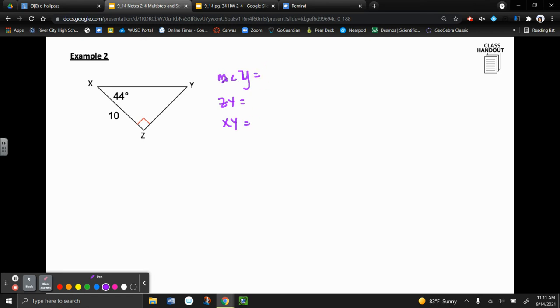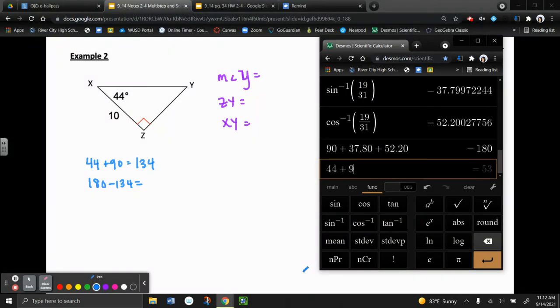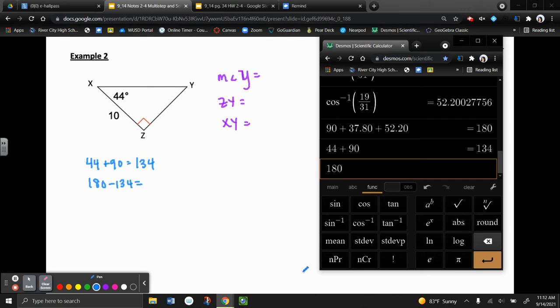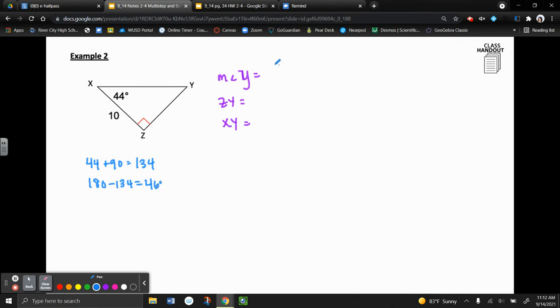All right, so I like to start with the one angle that we're missing. The only thing you can do for this is triangle sum theorem, since in order to use inverse trig, you need two sides. So 44 plus 90, that's going to be 134. And then we're going to do 180 minus 134. So let me just check my math. 180 minus 134 is 46 degrees. The measure of angle y is 46 degrees.